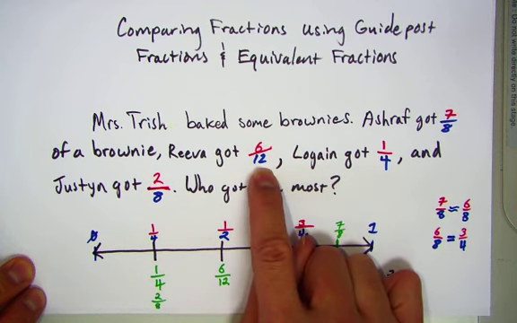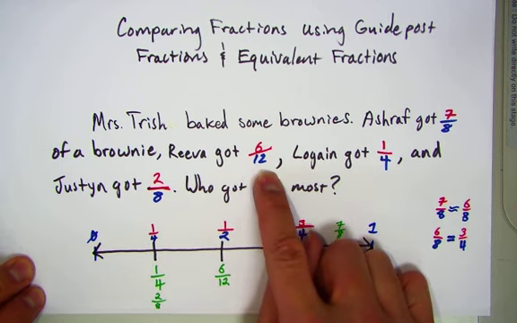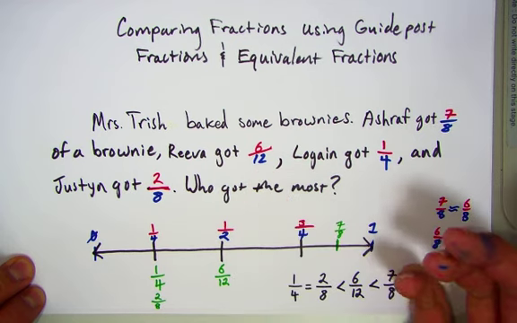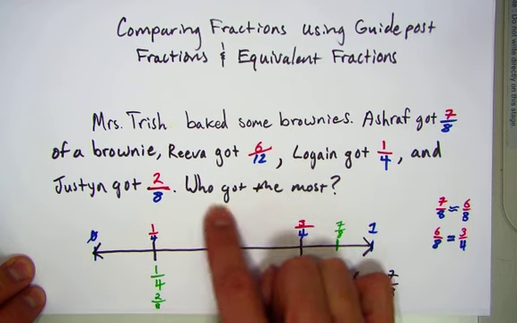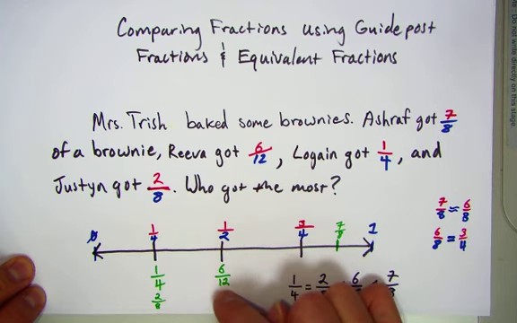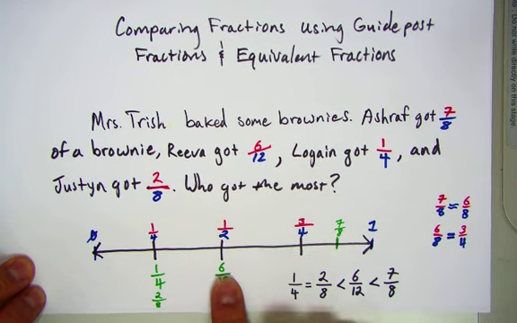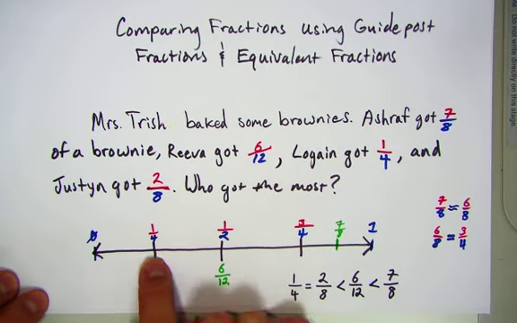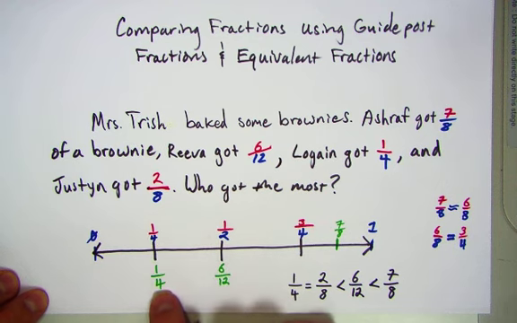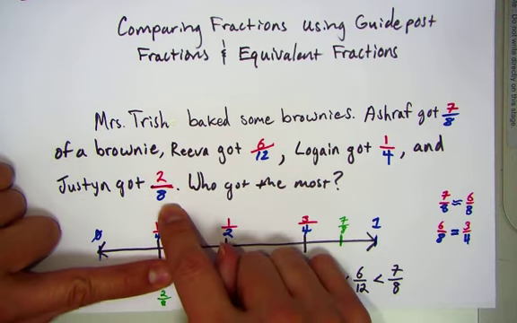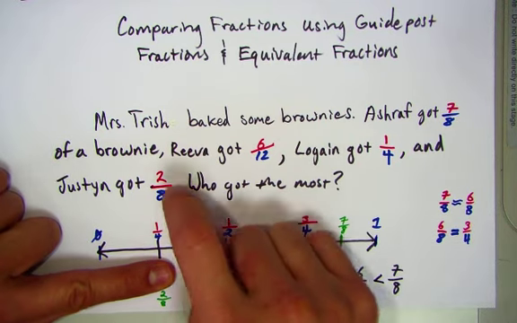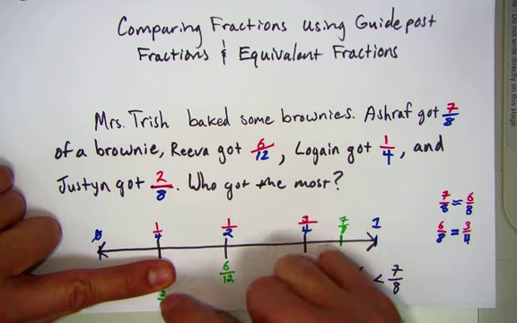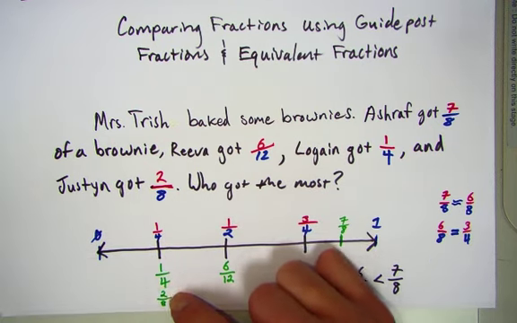Then I took Riva's part, 6/12, and found that it's equivalent to a half, and that's my guidepost fraction right here. So I know to put 6/12 right in the middle of this number line. 1/4, I know exactly where to put that. That's my guidepost fraction right here. So 1/4 is Lojane's amount. And then we have Justin's amount, which is 2/8, and the equivalent fraction to 2/8 is 1/4. So I'll put that right on my guidepost fraction.